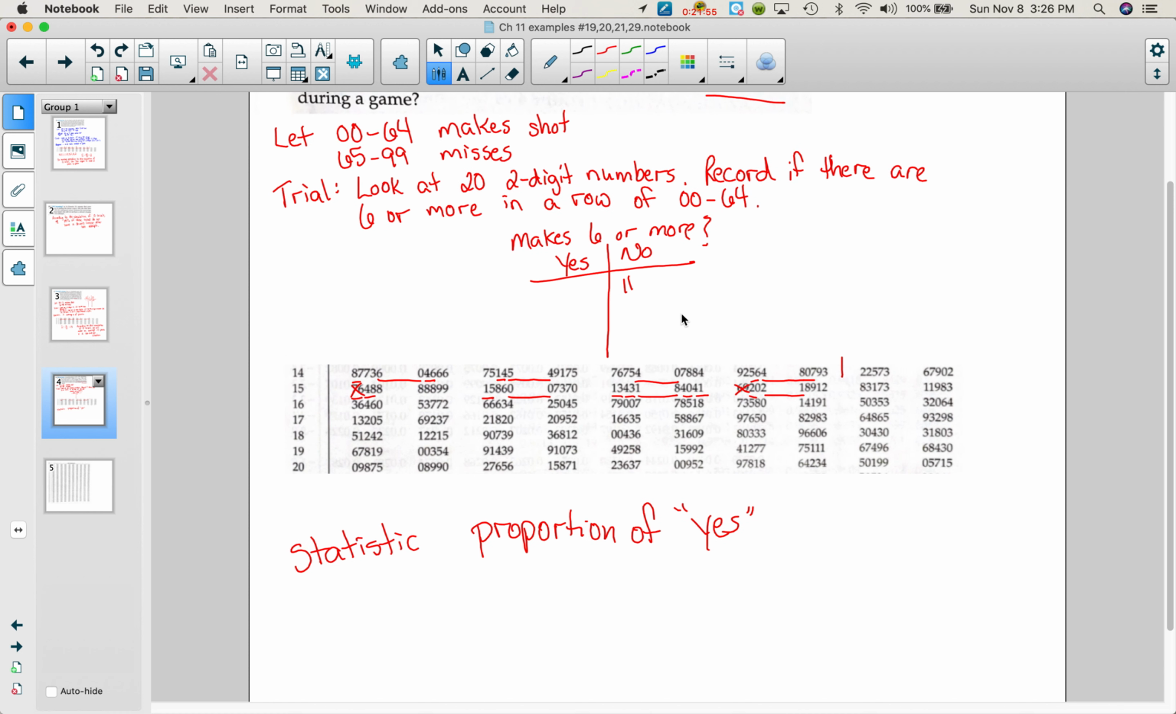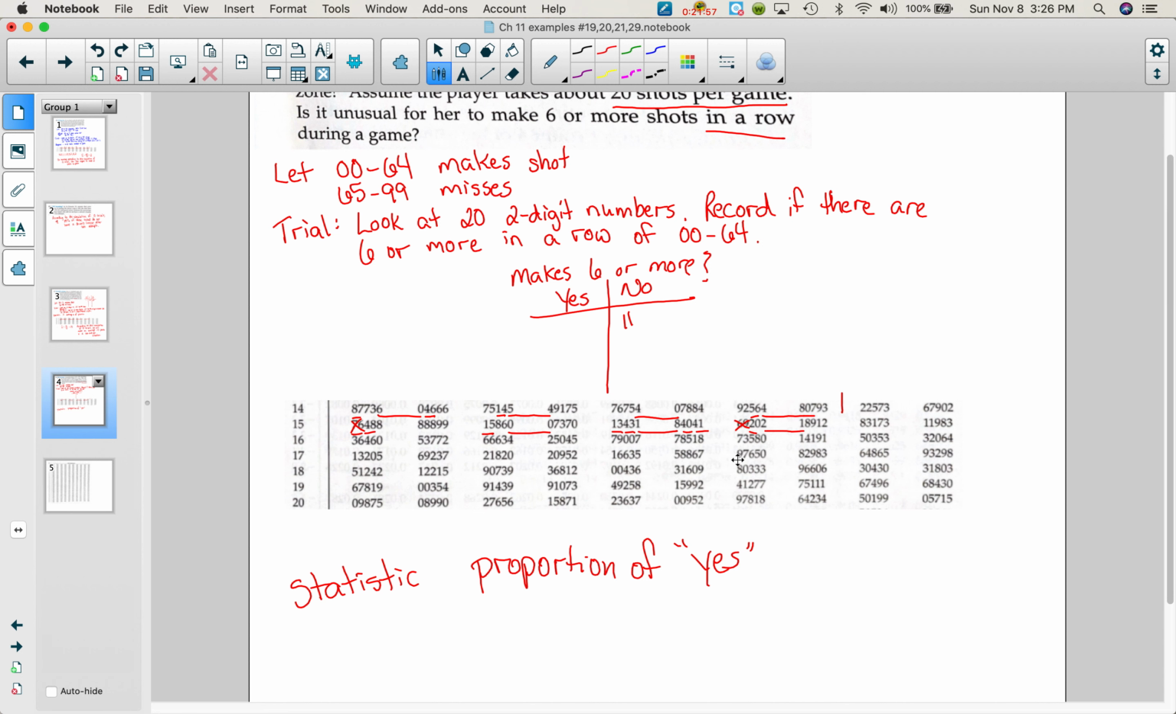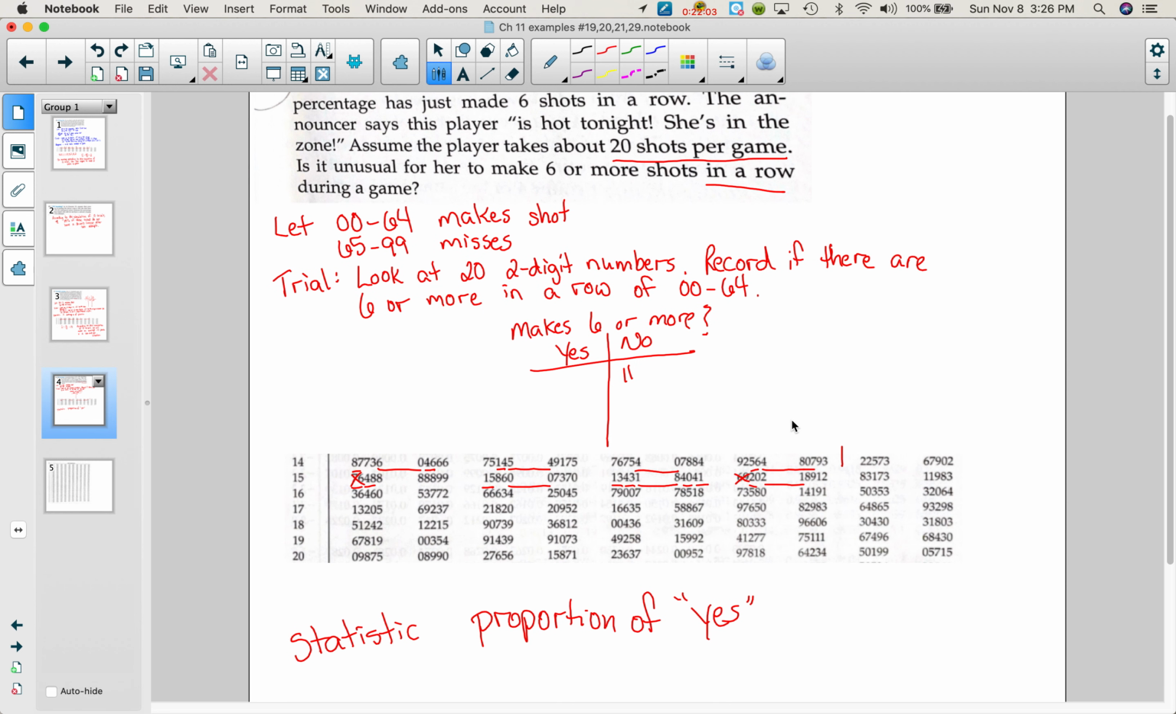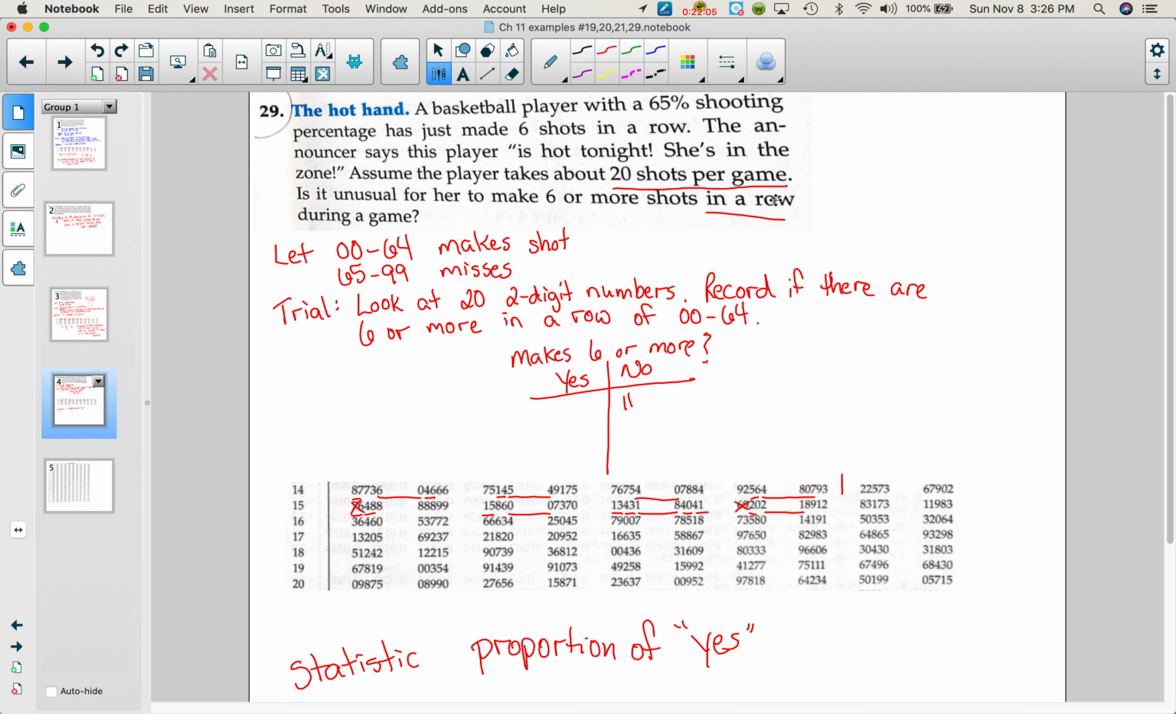So can't really say after only 2 trials that, wow, there's no way she's going to do that. But if we had repeated a lot of trials, then you can get a little better idea of that.